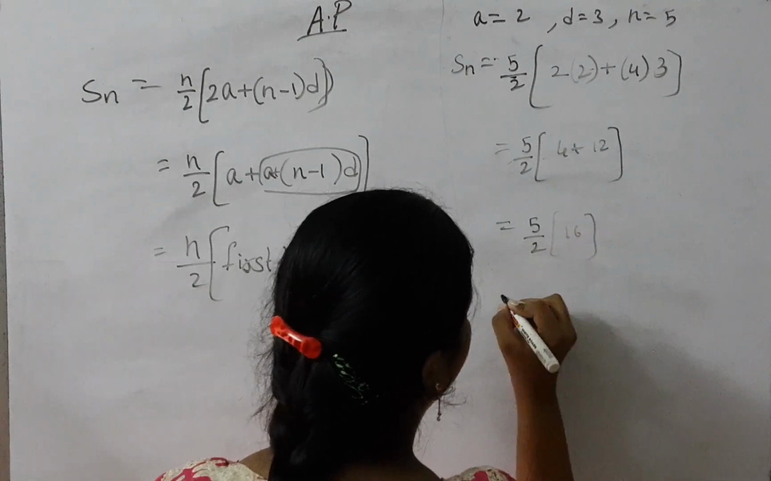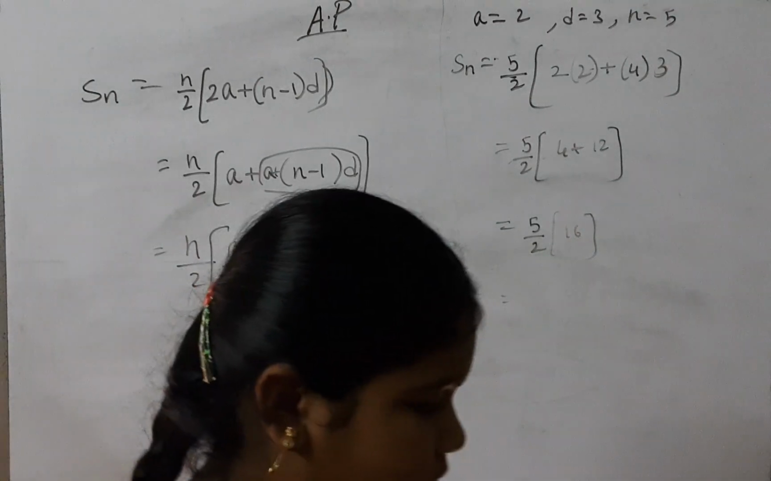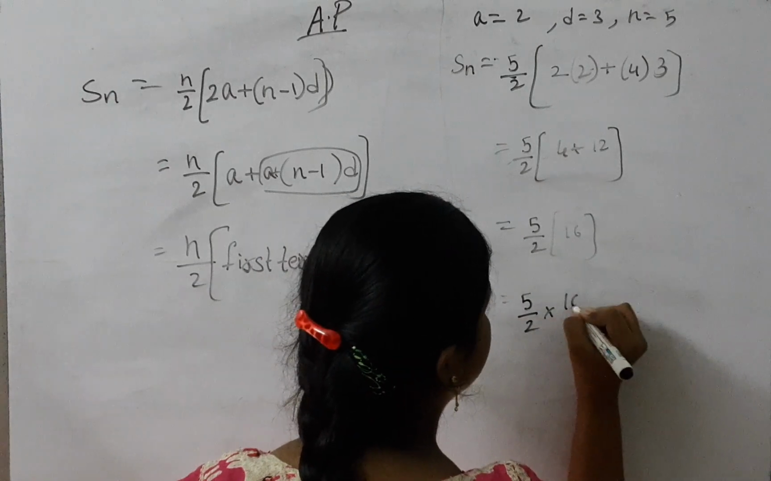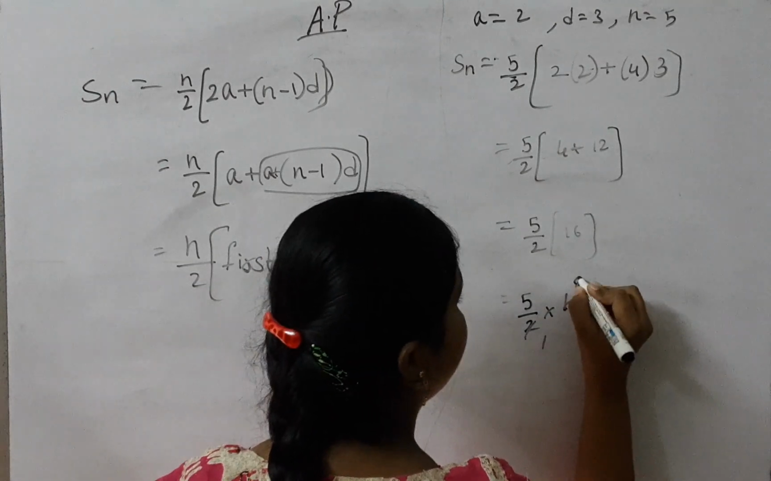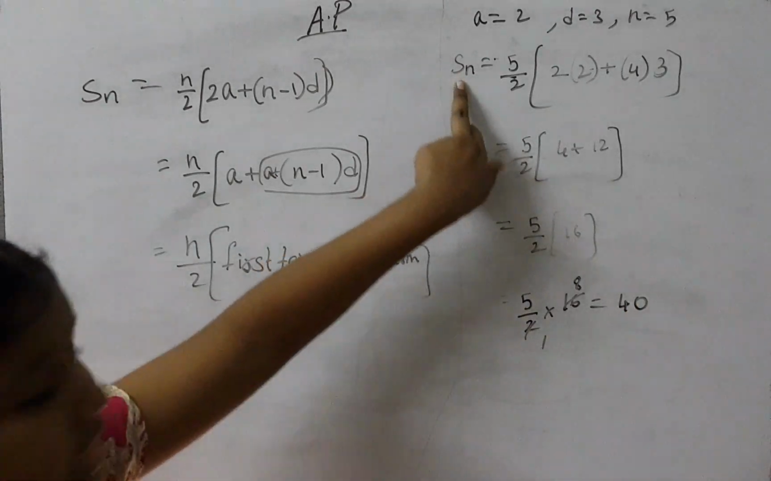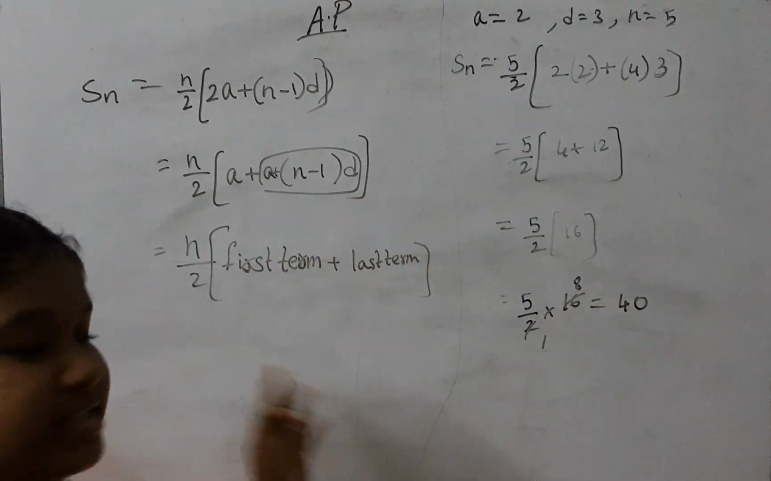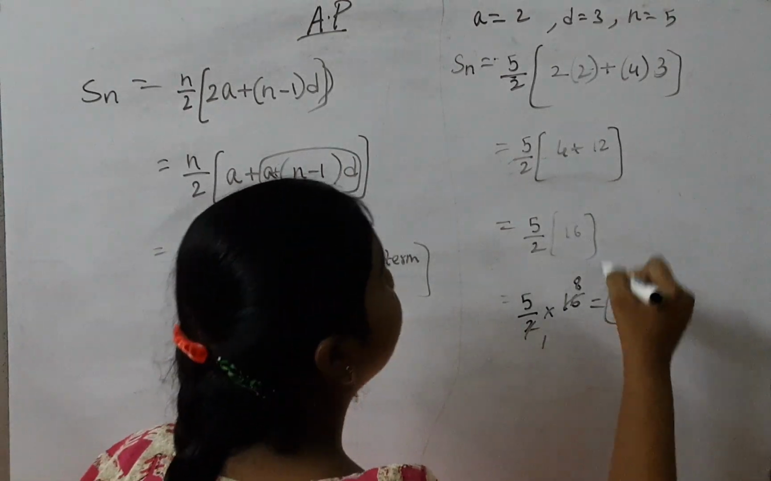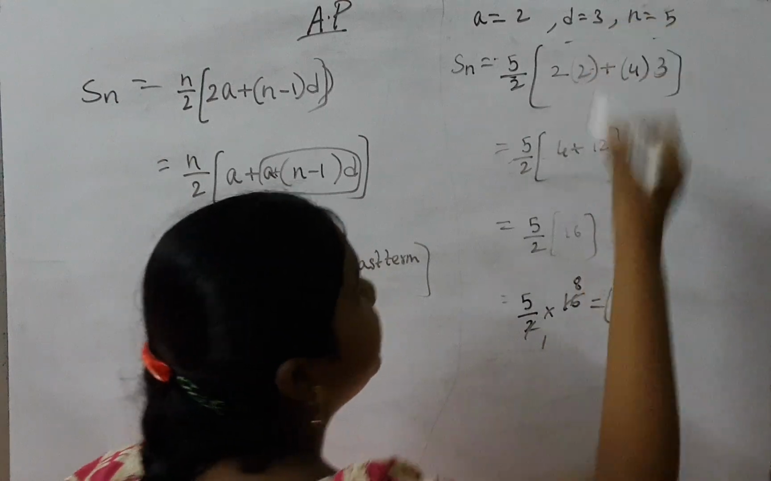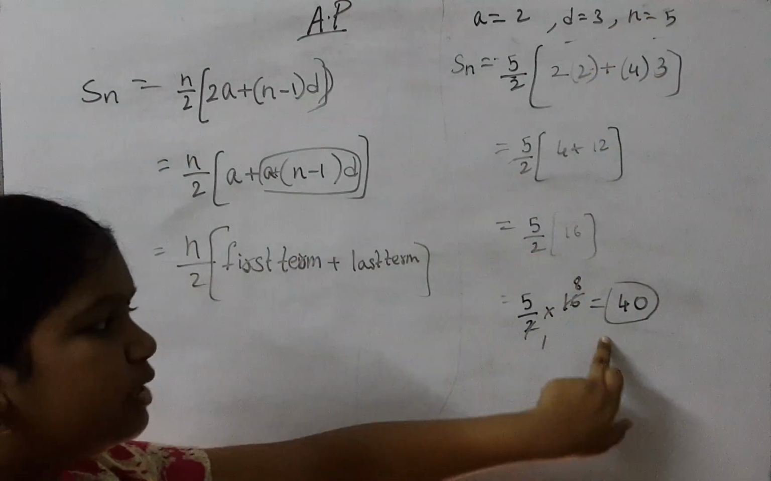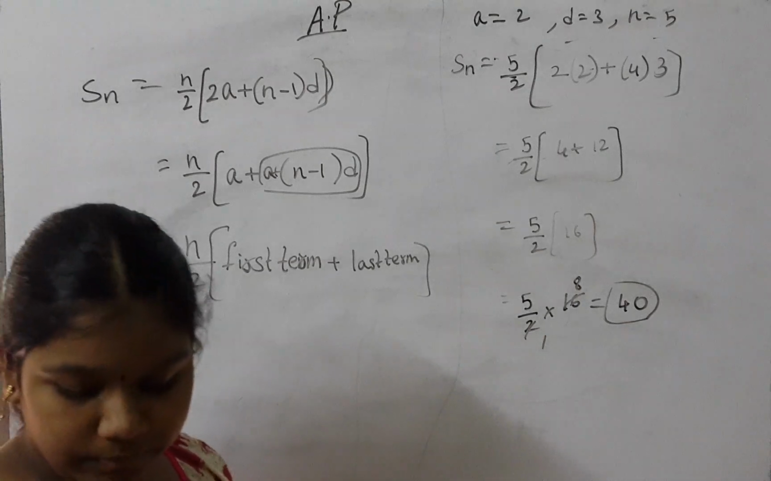5 by 2 into 16, 2 eights are 16, 5 eights are 40. Therefore, we have taken an example of 2, 5, 8, 11. The sum of the numbers of that series is equal to 40.